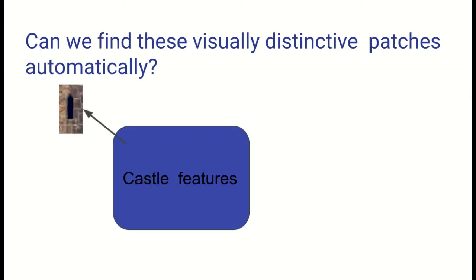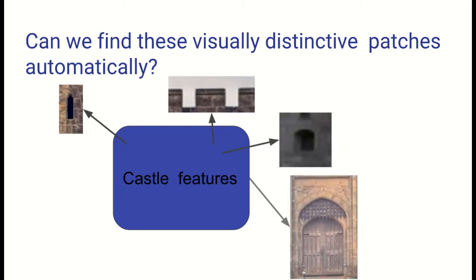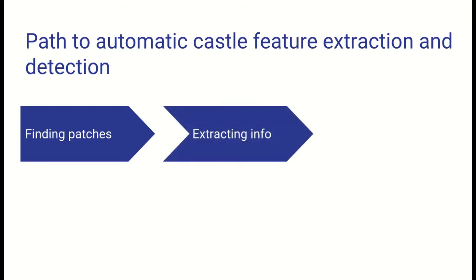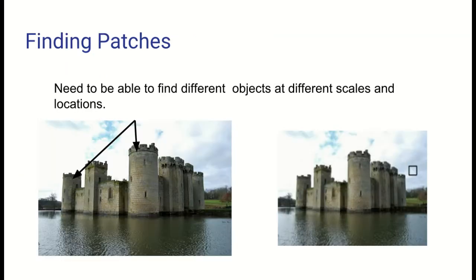How could we automatically extract from a dataset of castle images these distinguishing castle-like features? These are the steps we need to take to automatically find and extract castle features. To find the patches, we apply a technique called the image pyramid and sliding window. You can see this on the right. This lets us get objects at different scales and locations in the image.